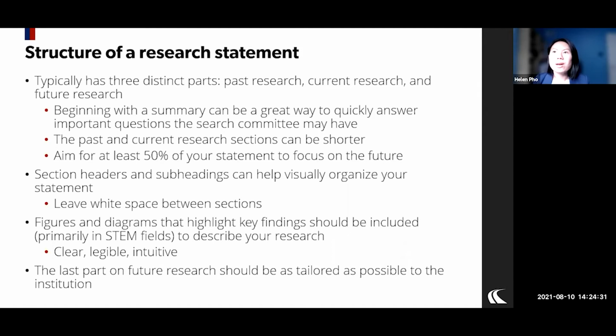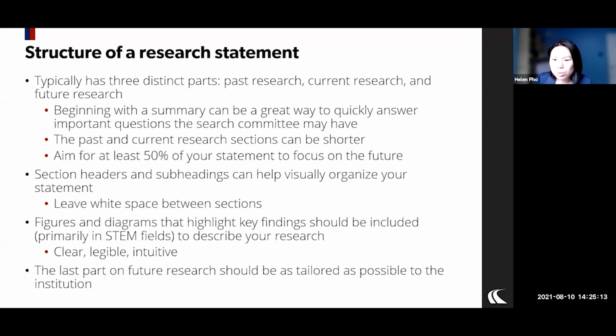I would always recommend that for any diagram or figure that you include in a research statement, you be thoughtful about why you're including it. You want to make sure that it fits, that it makes sense, that it's easy to read, and that it makes sense in the flow of what you have. And then that last part, as you describe that future research, should be as tailored as possible to the institution, because you're also imagining yourself doing that future research at this particular institution. So that is the best place to do as much tailoring as possible.